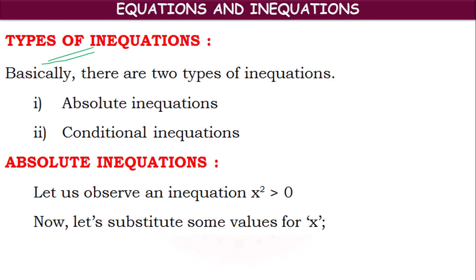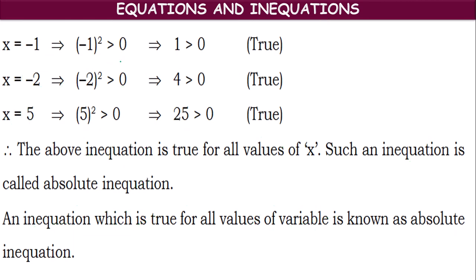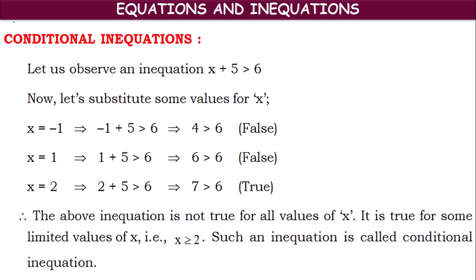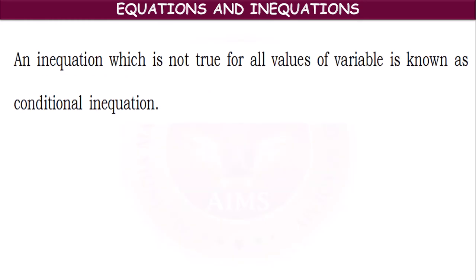What are types of inequations? Absolute, conditional. Absolute means they will be true for all values of variable x. Conditional means they will be true for some values, they will not be true for some other values.